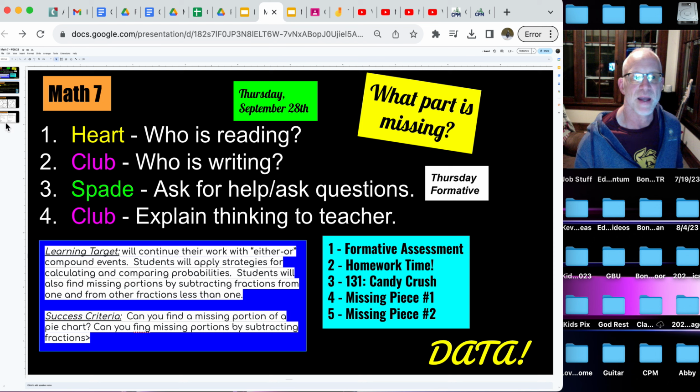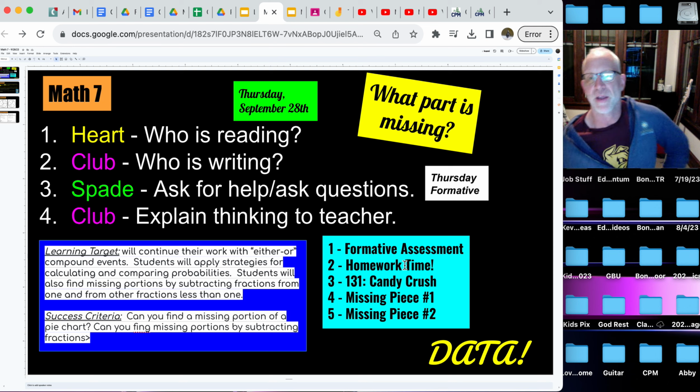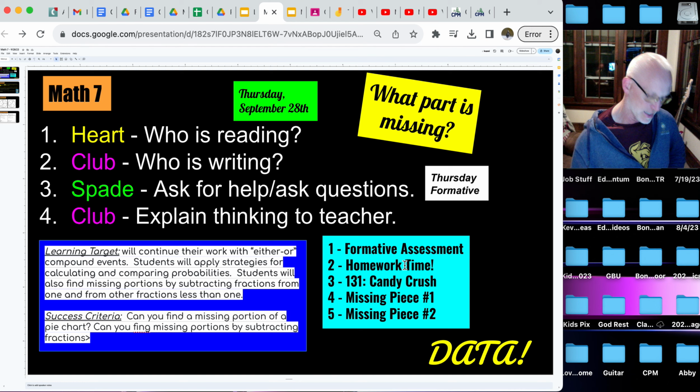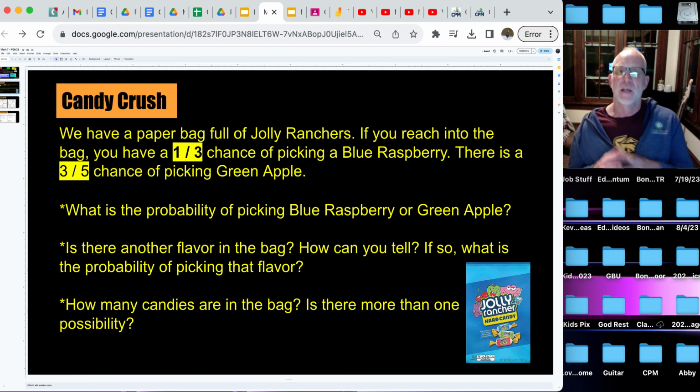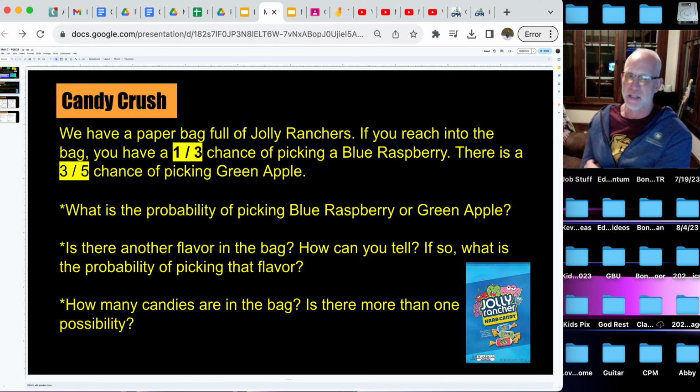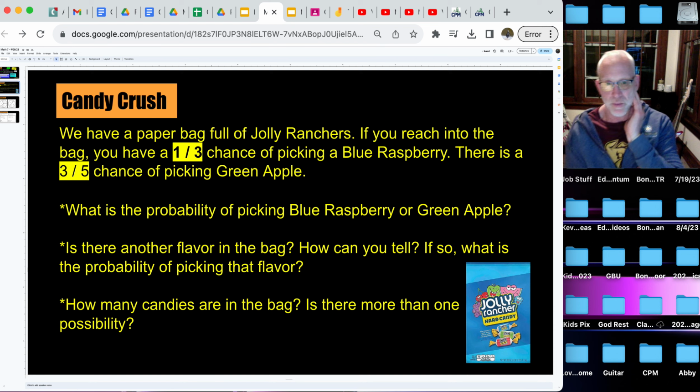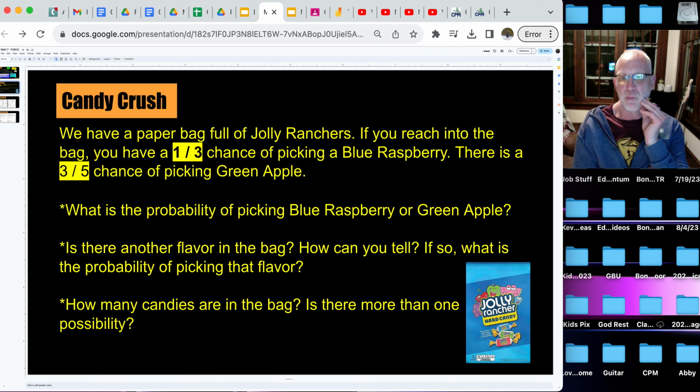After we did homework time, we did a thing called Candy Crush, and this is the experiment for Candy Crush. We said, you have a paper full of Jolly Ranchers. If you reach into the bag, you have a 1/3 chance of picking a blue raspberry, and there's a 3/5 chance of picking green apple. So first question, working with your group: what is the probability of picking a blue raspberry or a green apple? Or. So it could be either one of those.